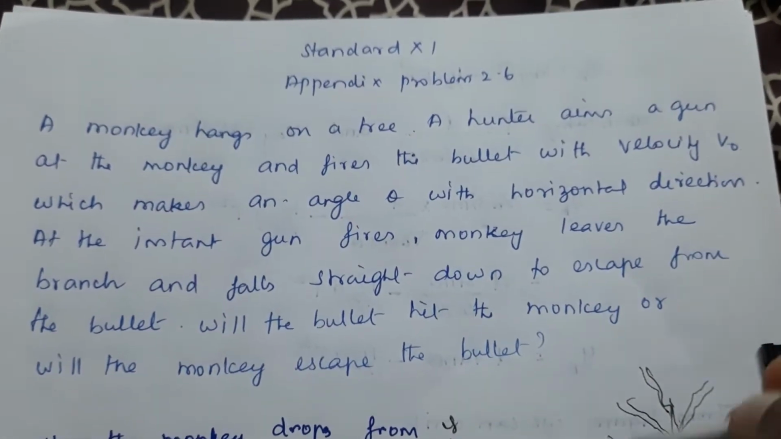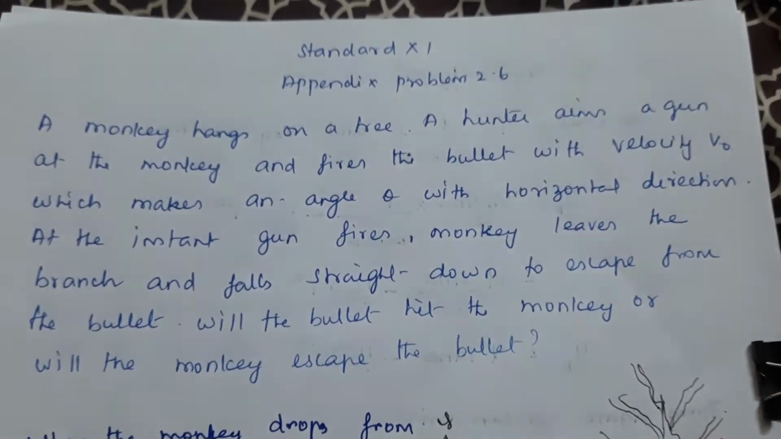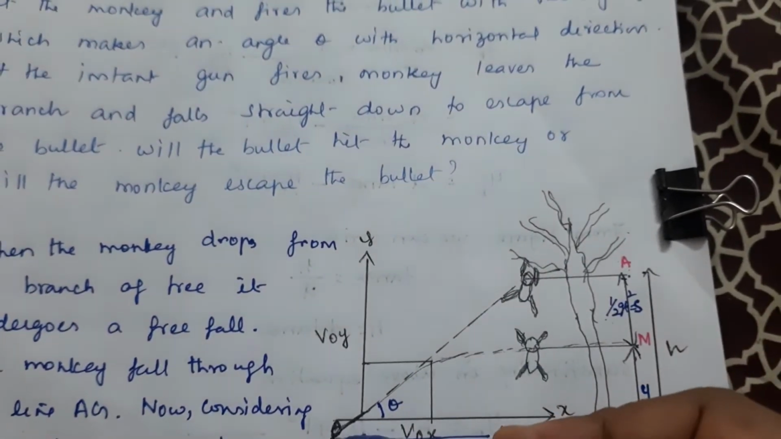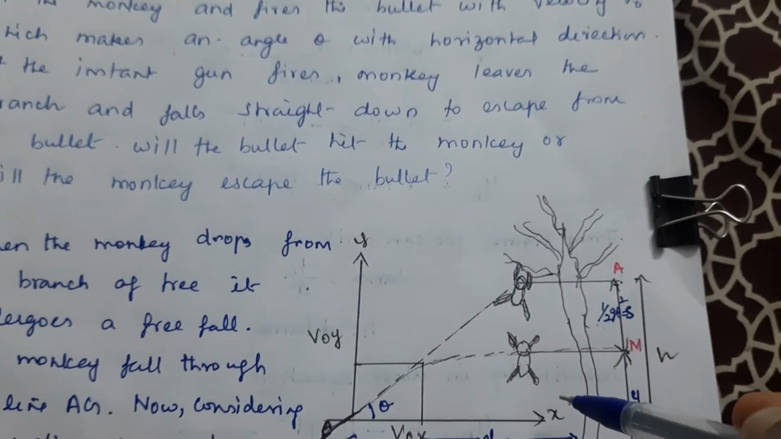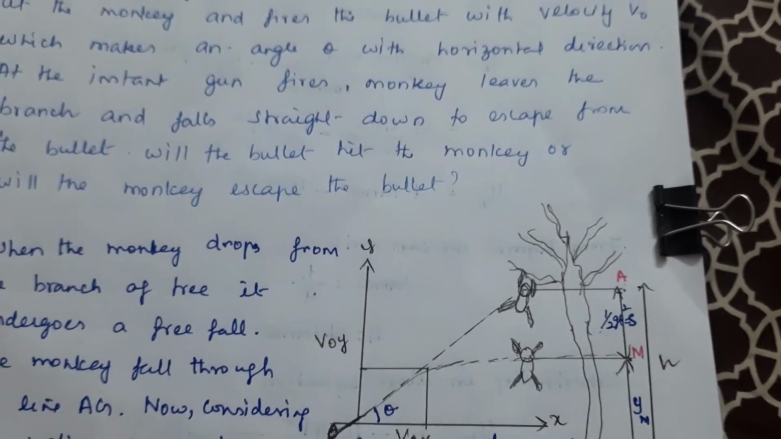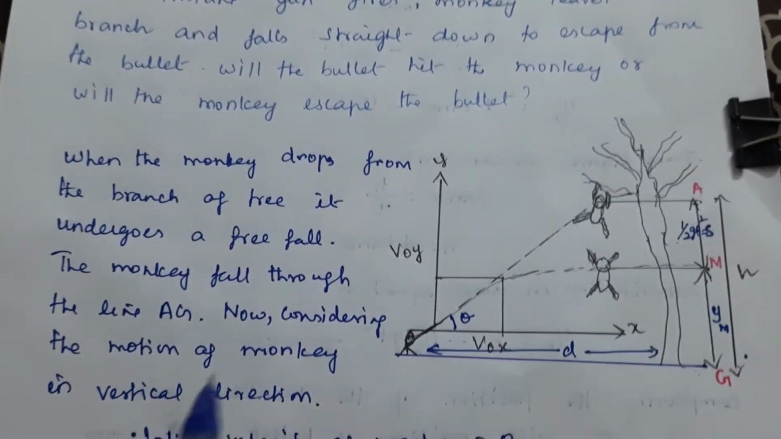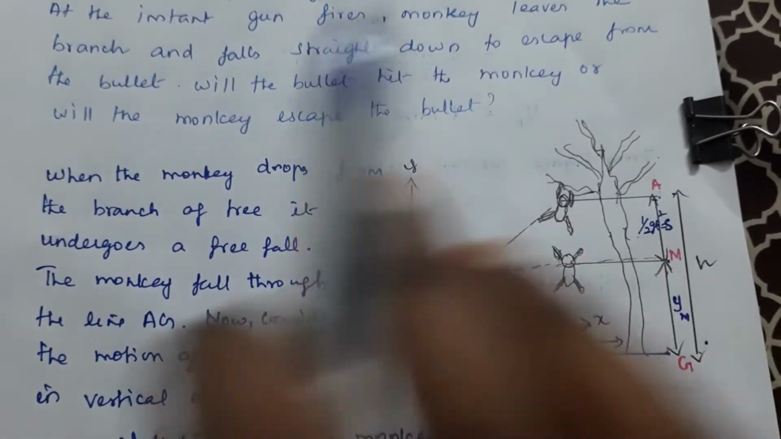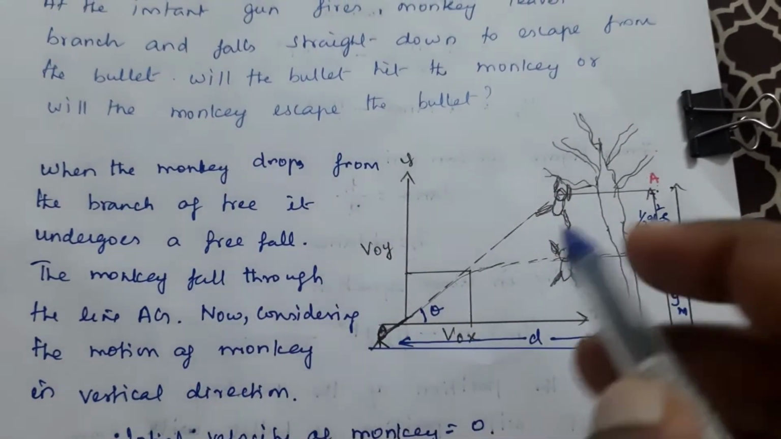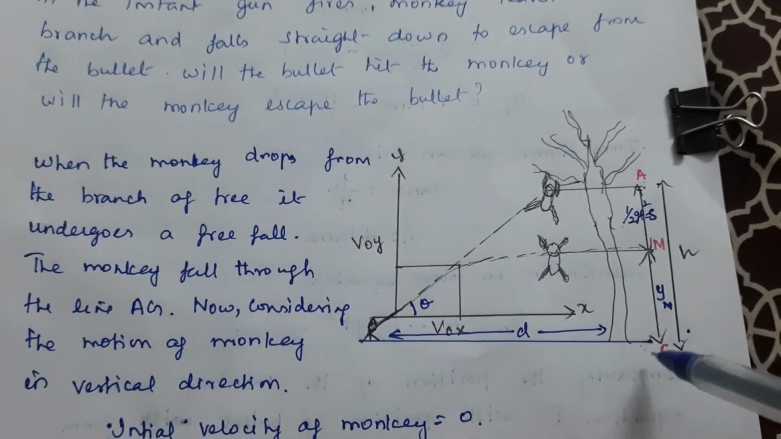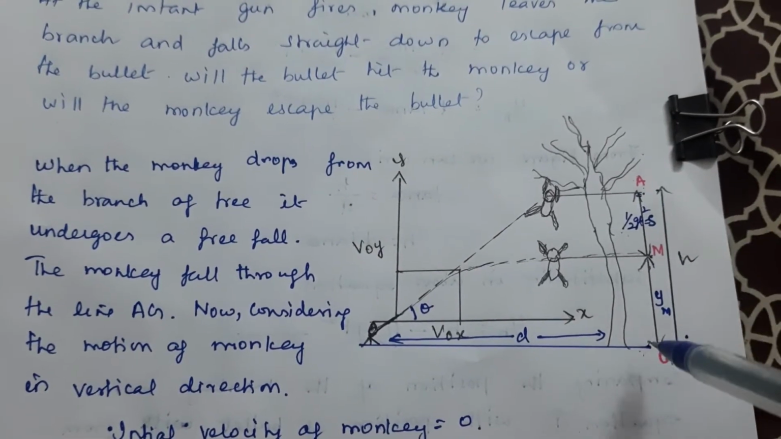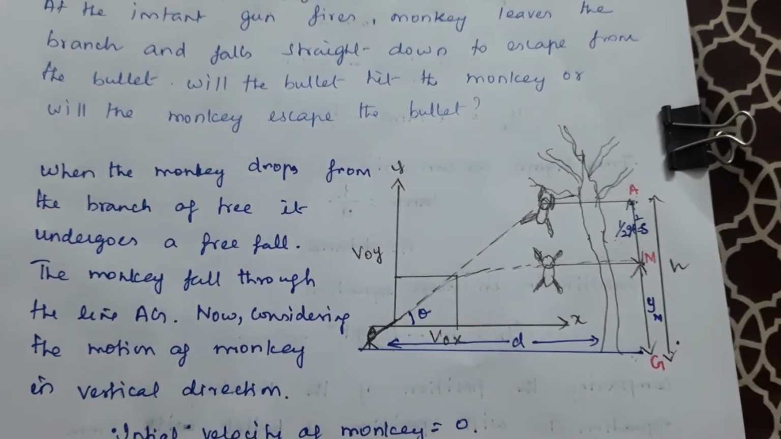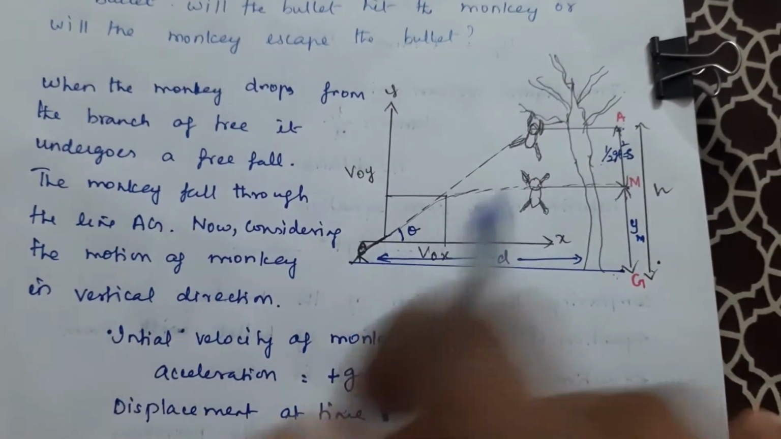So the monkey is hanging on the tree. A man is trying to fire at the monkey, but by the time he starts firing, the monkey is leaving the branch and coming to a new position. When the monkey drops from the branch of the tree, it is undergoing a free fall. So the monkey is falling through the line AG, this line. Now the motion of the monkey is in the vertical direction.